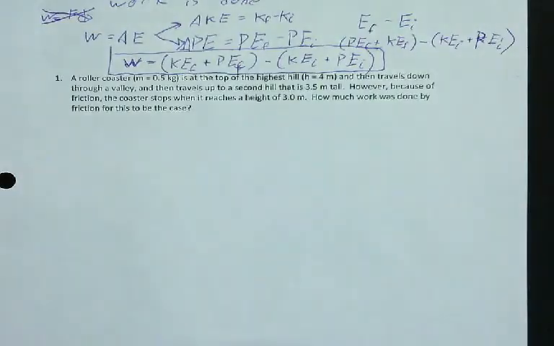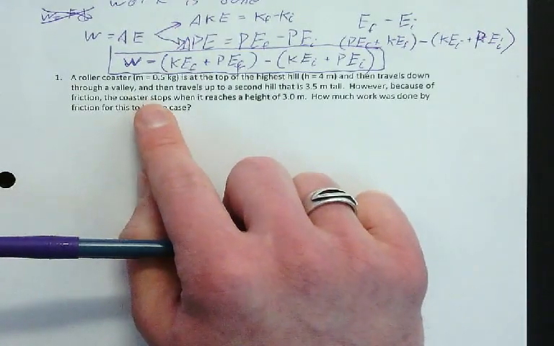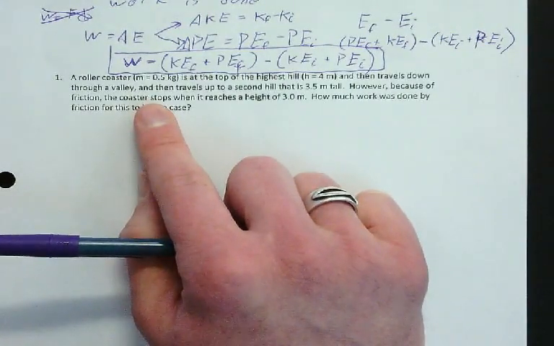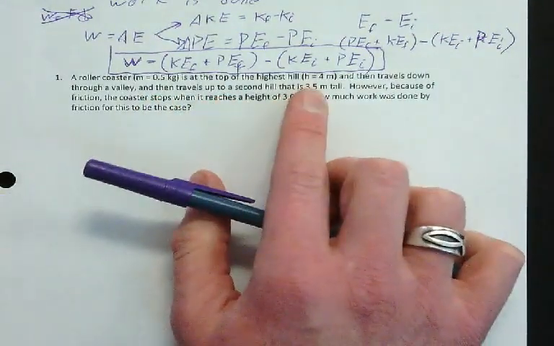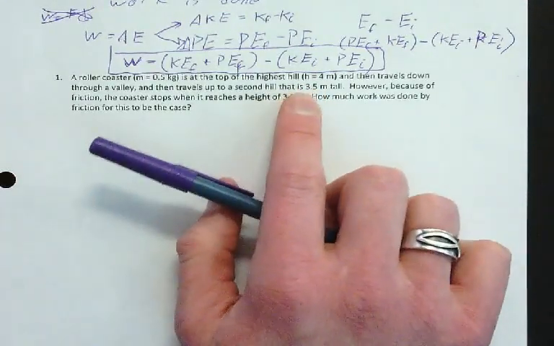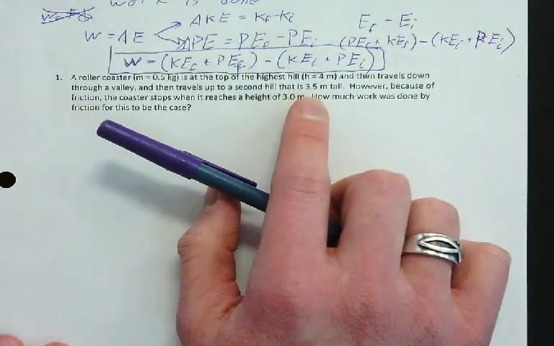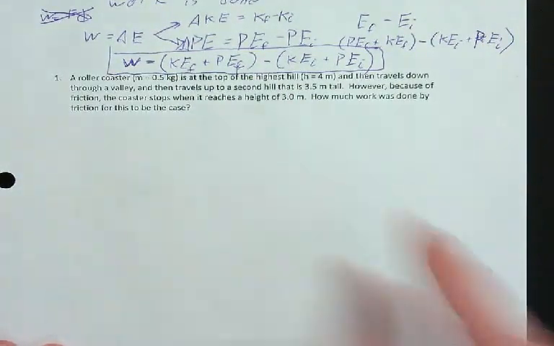So roller coaster, just like the one we did for the last example. A roller coaster is at the top of the highest hill of 4 meters, travels down through a valley, then back up to a second hill that's 3.5 meters tall. However, because of friction, it stops when it gets to a height of 3 meters. How much work is done?